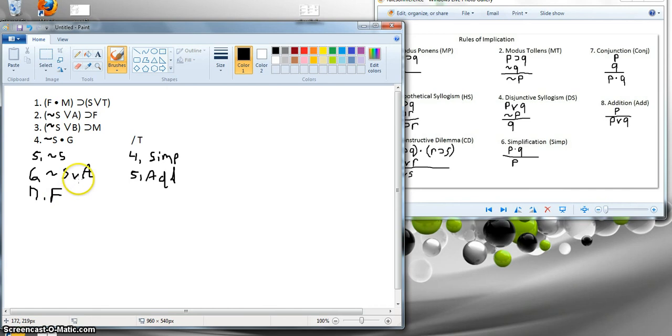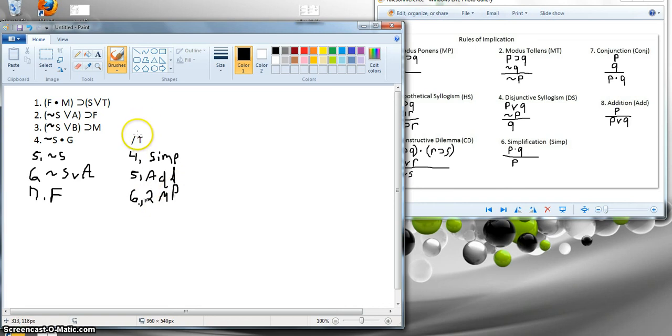Okay, and that's 6 and 2, modus ponens. Excellent. Alright, so we did quite a bit.